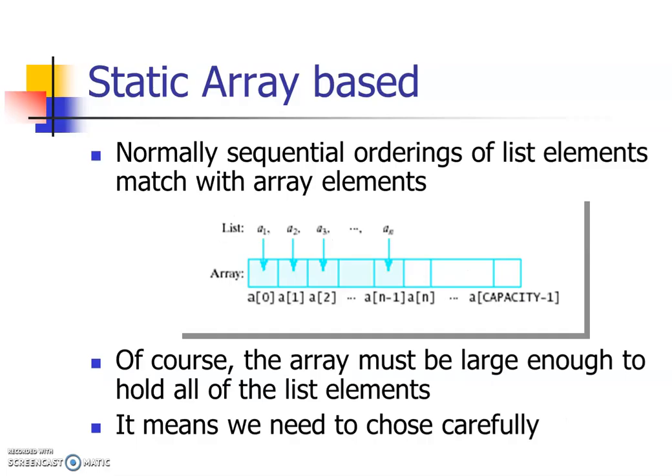Normally, sequential orders of the list element are matched with array elements. So we have all the indexes and we have the values being stored in the array. More importantly, when you define an array, you provide a data type. So everything in the same array have the same data type. Of course, the array must be large enough to hold all the elements that you have. And therefore, in the beginning of declaring an array, you need to specify enough space for that.